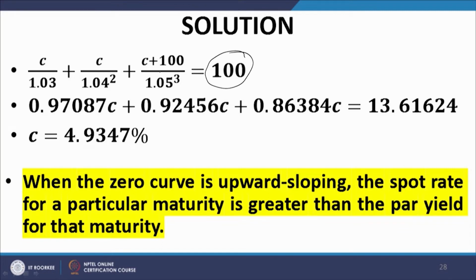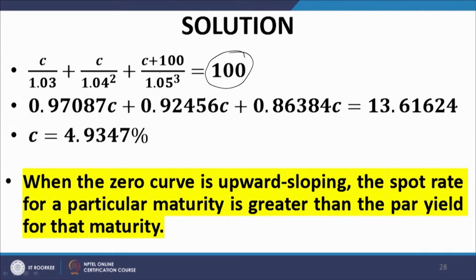On solving this equation for C, what we find is that C is equal to 4.9347%. So, this is quite simple, but this is how the par rates can be calculated from spot rates, or vice versa as well. When the 0 curve is upward sloping, as it is in this case, you can see here S01 is 3%, S02 is 4%, S03 is 5%. So, clearly the spot curve is upward sloping.